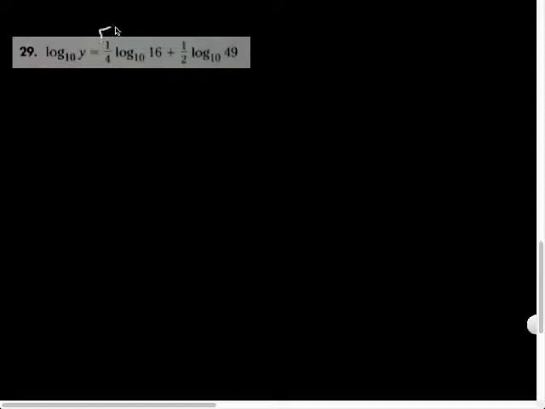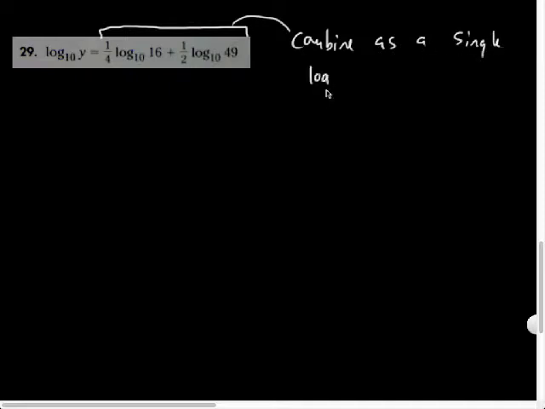So let's see. The trick here is that if I can get a log equal to a log, we'll be in pretty good shape. So the trick here is I'm going to combine this side as a single logarithm. And if I can do that, then I'll be in pretty good shape. To combine this as a single logarithm, the 1/4 out front I can move as an exponent. The 1/2 out front I can move as an exponent. So I'll end up with this equal, or actually, sorry, there's already an equal sign here. This is an equation, my bad.